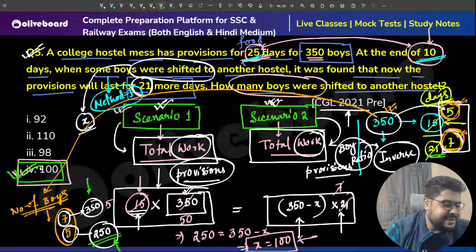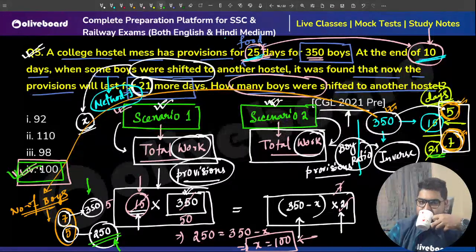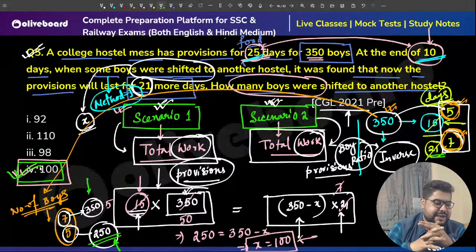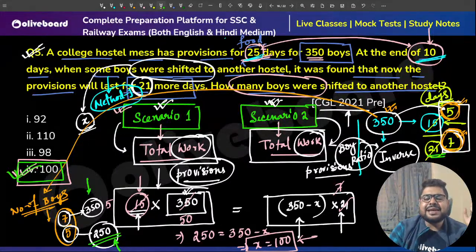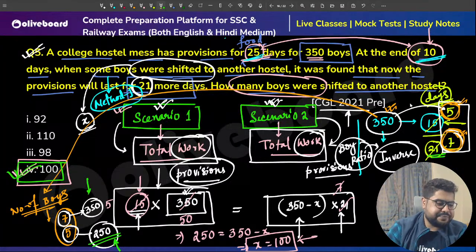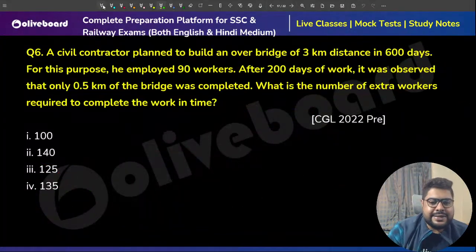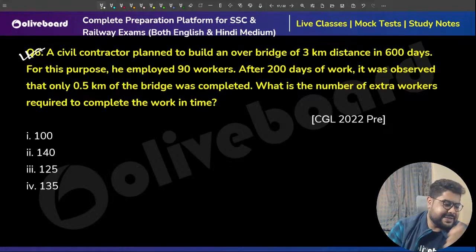Everybody, please tell me if this is clear or not. Clear, everyone? So this is a very basic thing I wanted to explain to you guys. Perfect. Moving on to another question like this.